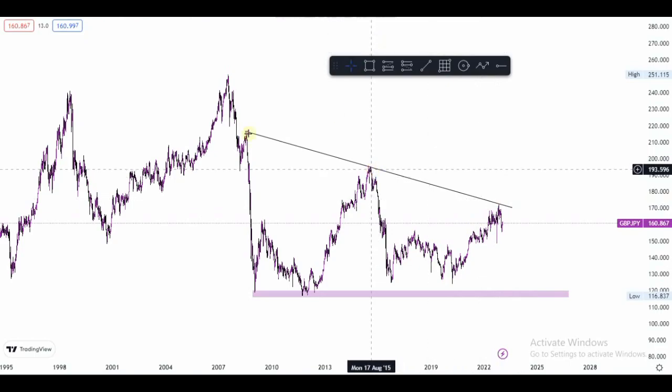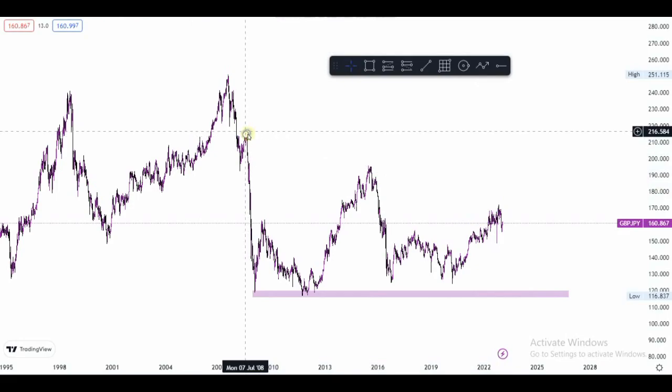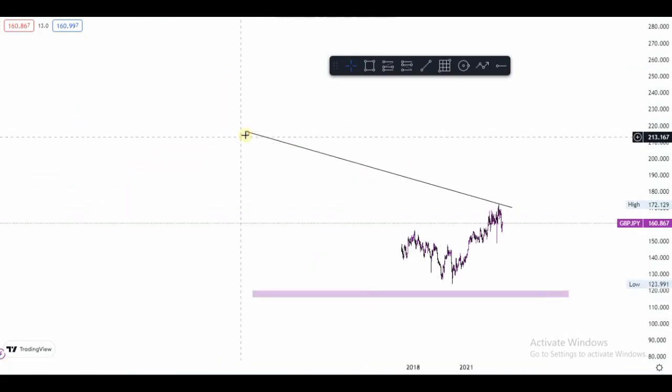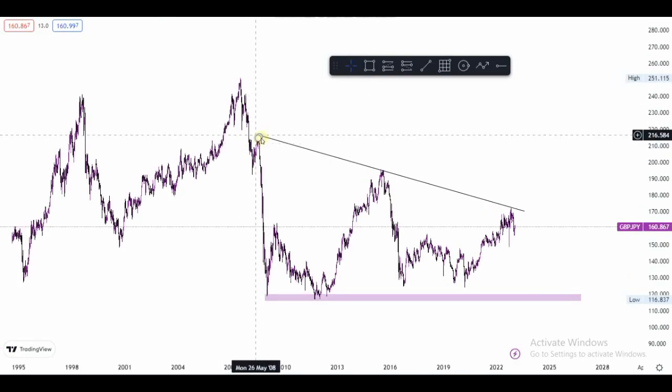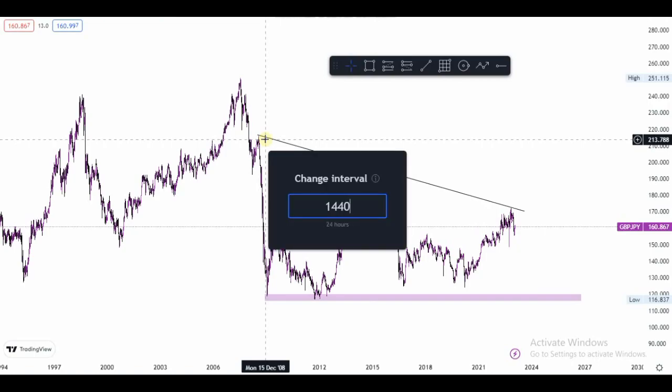I'll just quickly remove these objects. Oh, not that. Okay, sorry about that, guys. So right now we're gonna head over to the daily time frame.